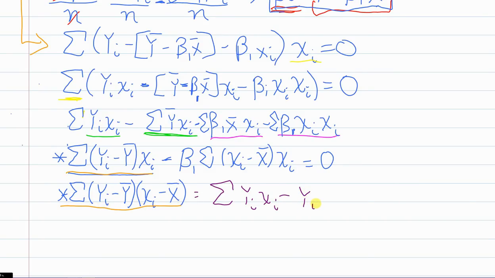the sum of the yi x bar, and do the inner, so that's minus the sum of the y bar xi, and then the last term. So that's two negatives, they make a positive, so plus the sum of the y bar x bar.